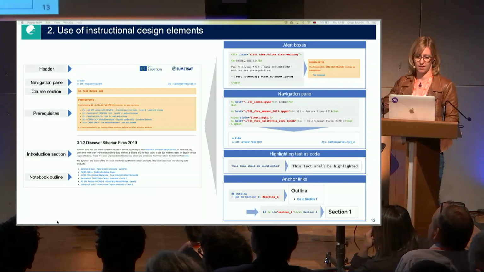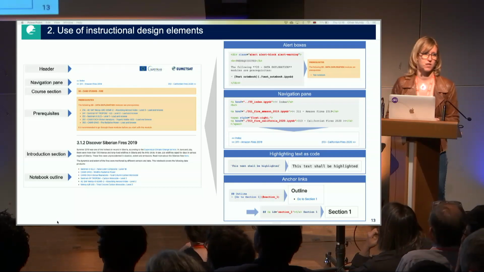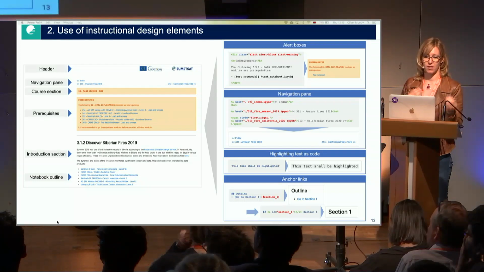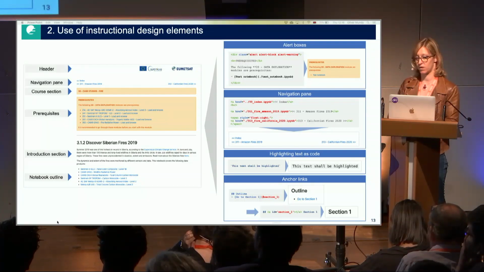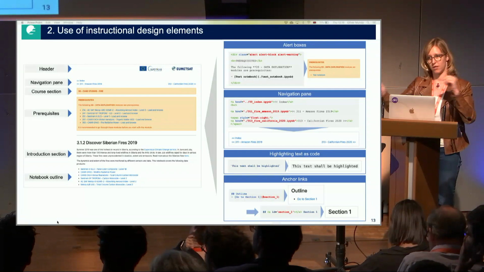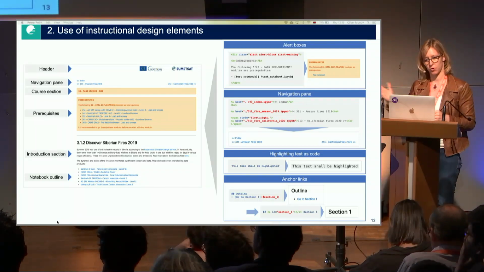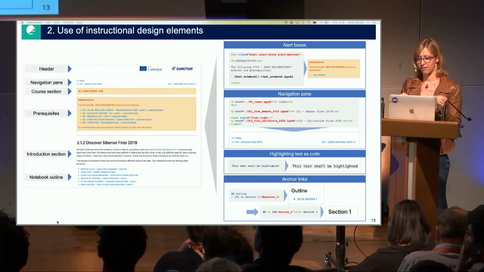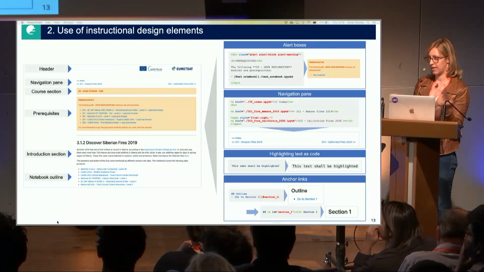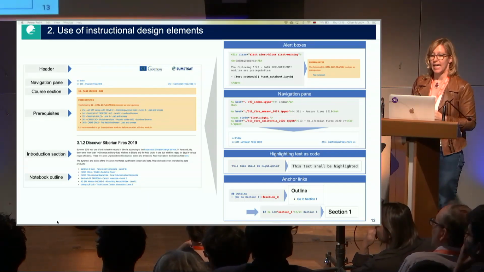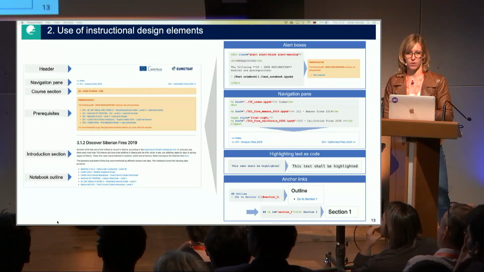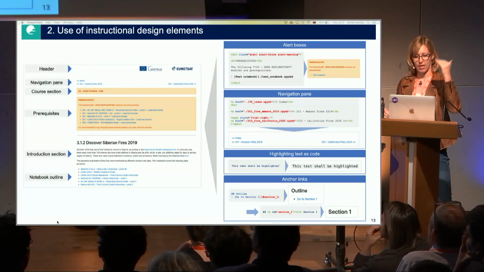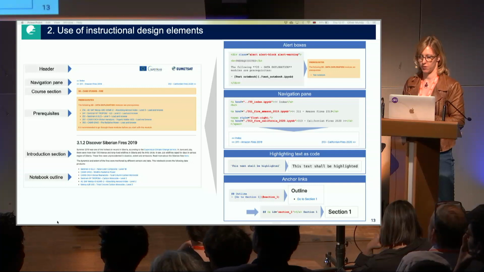For example, we use alert boxes for exercises, or for making specific content colorful, to highlight something. We use a navigation pane that lets the learner navigate from one notebook to the other and also back to the index. We often also highlight text as code, just to highlight specific content, and importantly we use anchor links. Each notebook also has an outline and a table of contents that helps the learners jump to specific workflow steps.